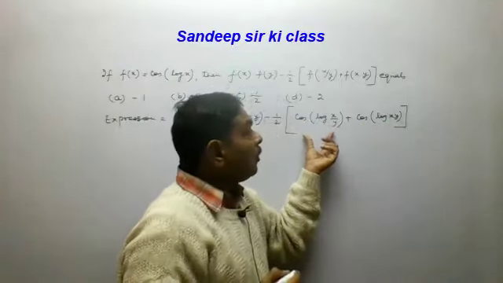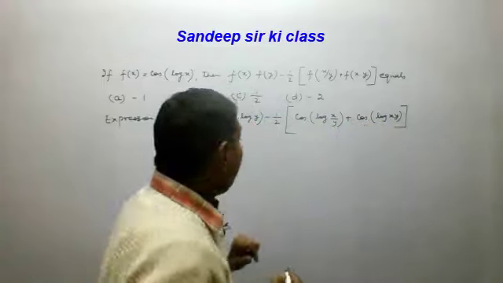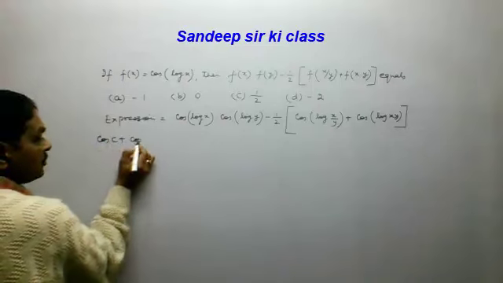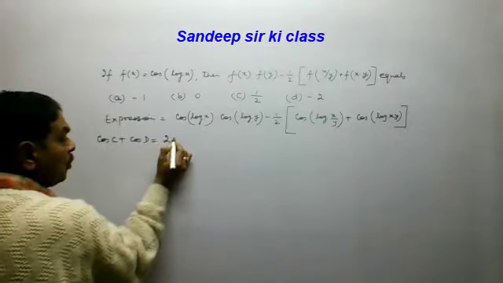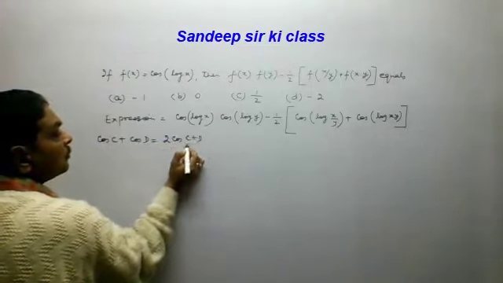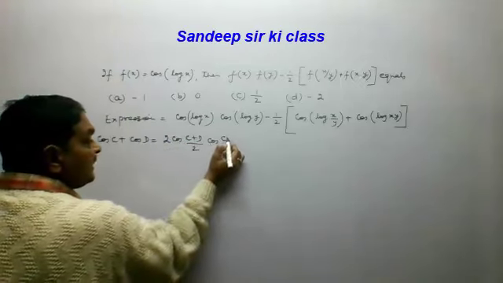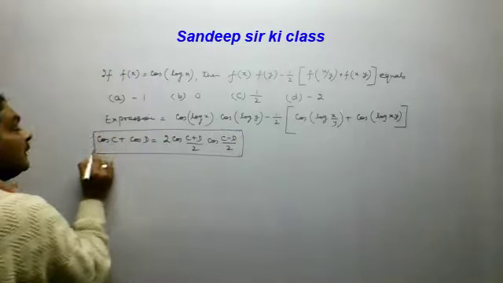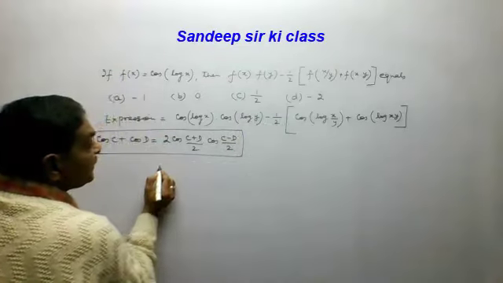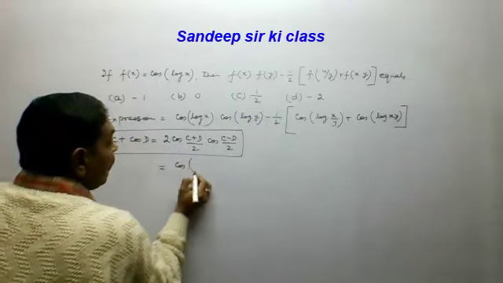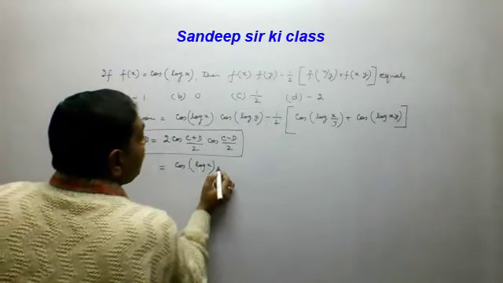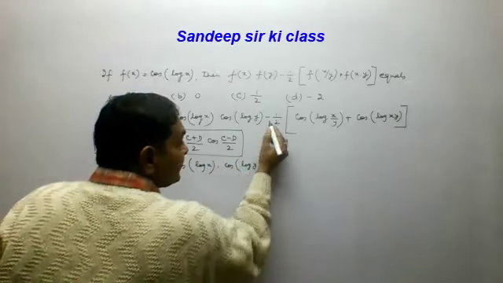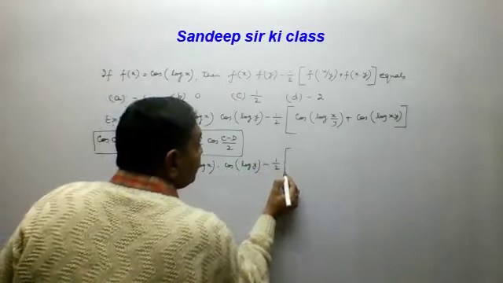is of the form cos c plus cos d. And we have the trigonometric formula that cos c plus cos d is equal to 2 cos (c plus d) by 2 cos (c minus d) by 2. This is our trigonometric formula. We can apply it here. So this expression will become cos log x into cos log y. This will be as it is, minus 1 upon 2.